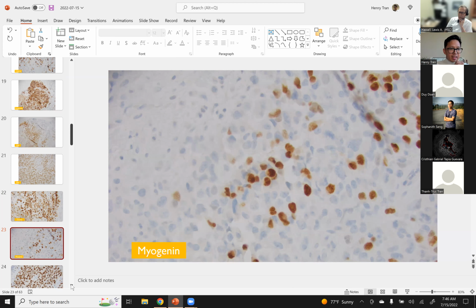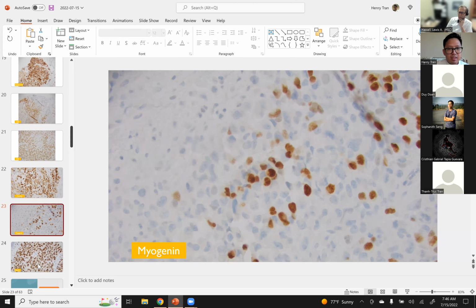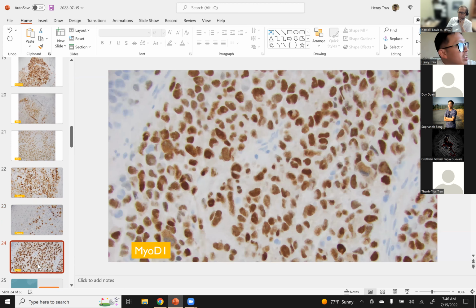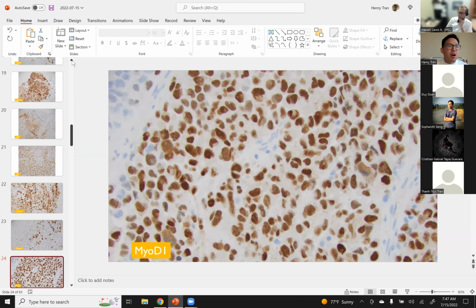And then the next stain is MyoD1, which is another nuclear transcription factor for skeletal muscle differentiation. And you can see here that it's diffusely positive. So in summary, we have a round cell tumor in the bone that appears to be polyphenotypic.